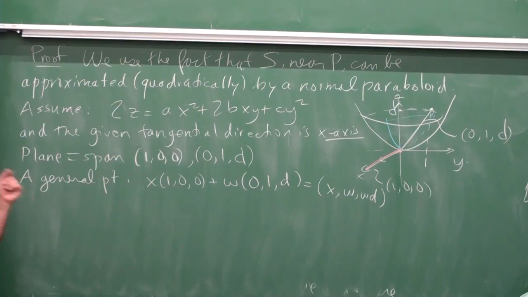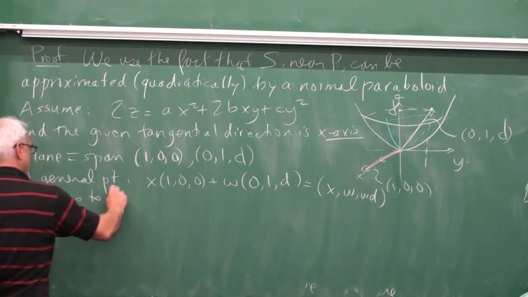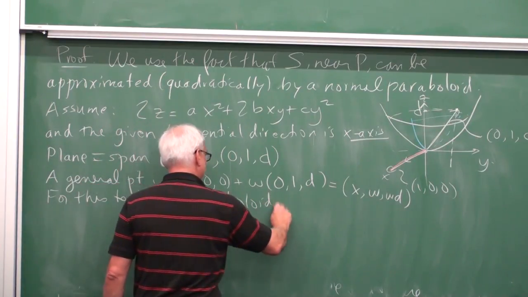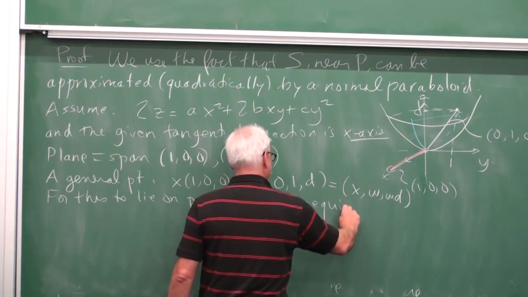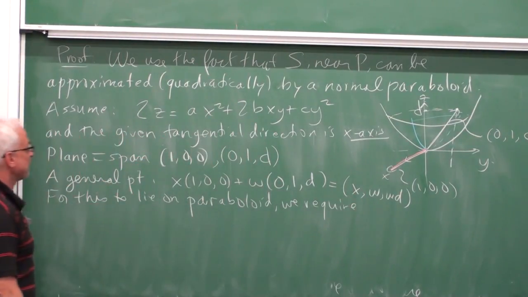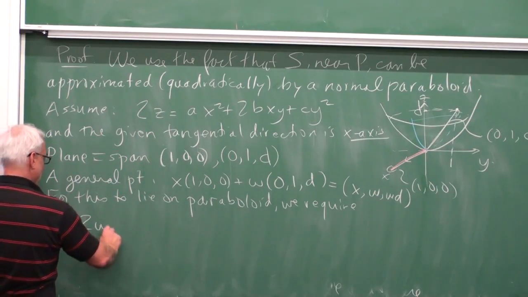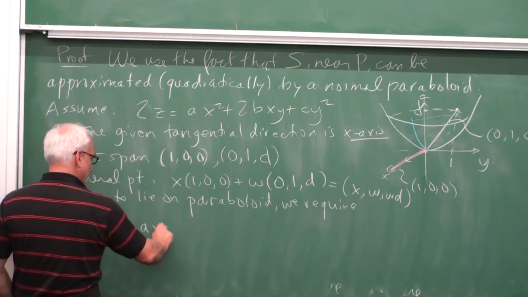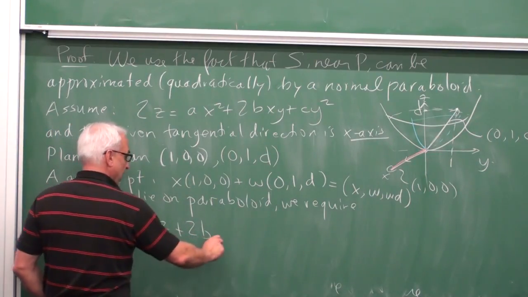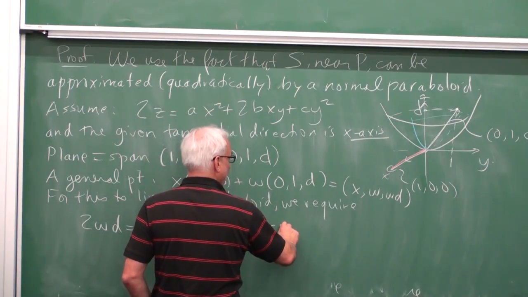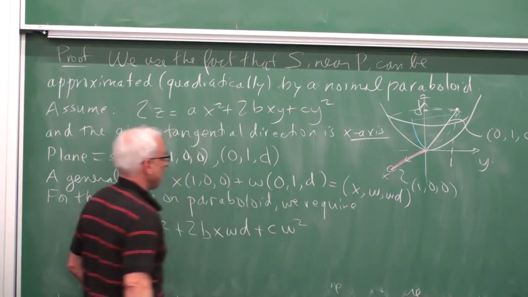What's the requirement that this point lie on the paraboloid? We require that it satisfies the equation if we substitute it in. So let's just substitute in: 2 times wd equals a times x squared plus 2b times x times w plus c times w squared.